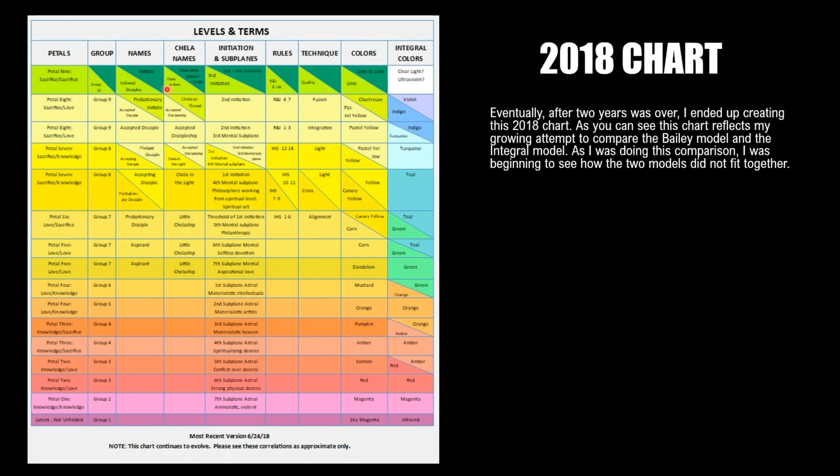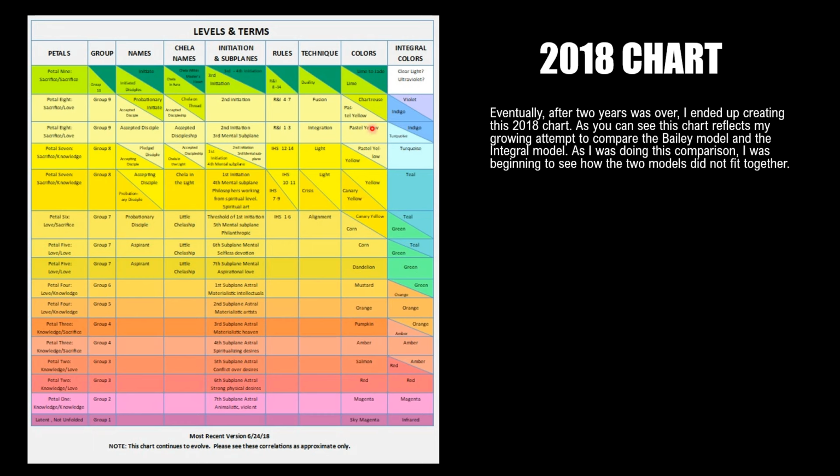Here were the different levels and terms I was working with: the petals of the egoic lotus, the 10 groups that I mentioned that were found in Esoteric Psychology Volume 2, the various names that I was finding throughout the Bailey books: aspirant, probationary disciple, accepting disciple, accepted disciple, and so forth. The Chela names, the 6 Chela names that are mentioned in one of the Discipleship in the New Age books. Here I was taking the many different initiations and trying to associate them with the subplanes in her model, the rules found in Initiation, Human and Solar and Rays and Initiations, and the techniques of spiritual growth known as the Eclair model found in Esoteric Psychology Volume 2.